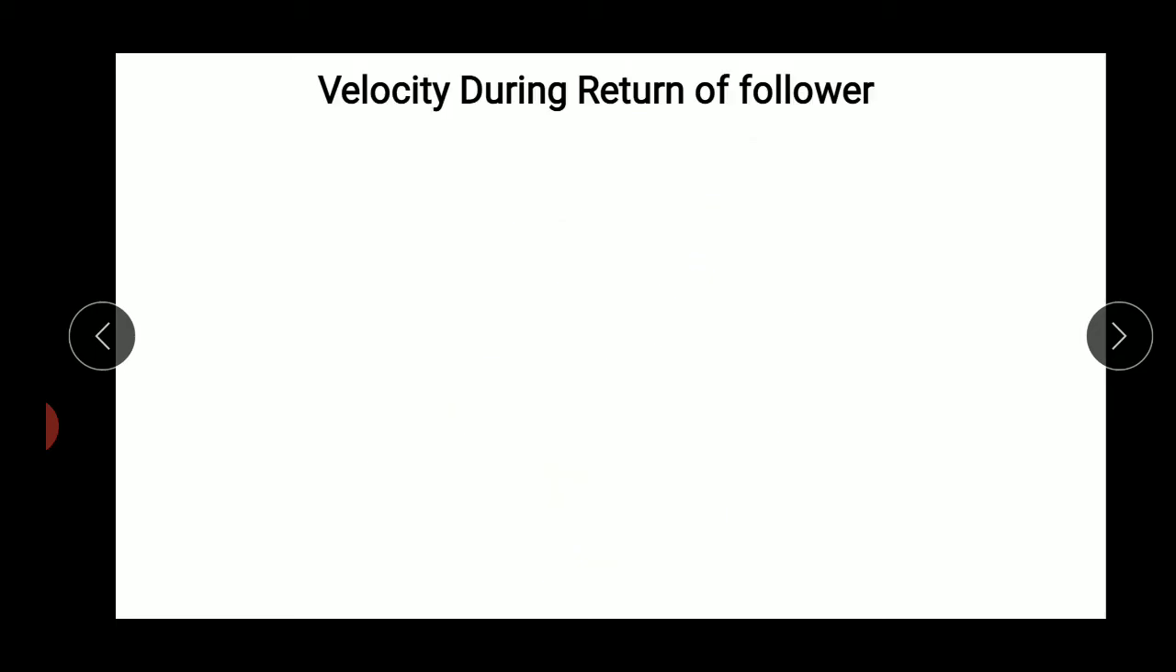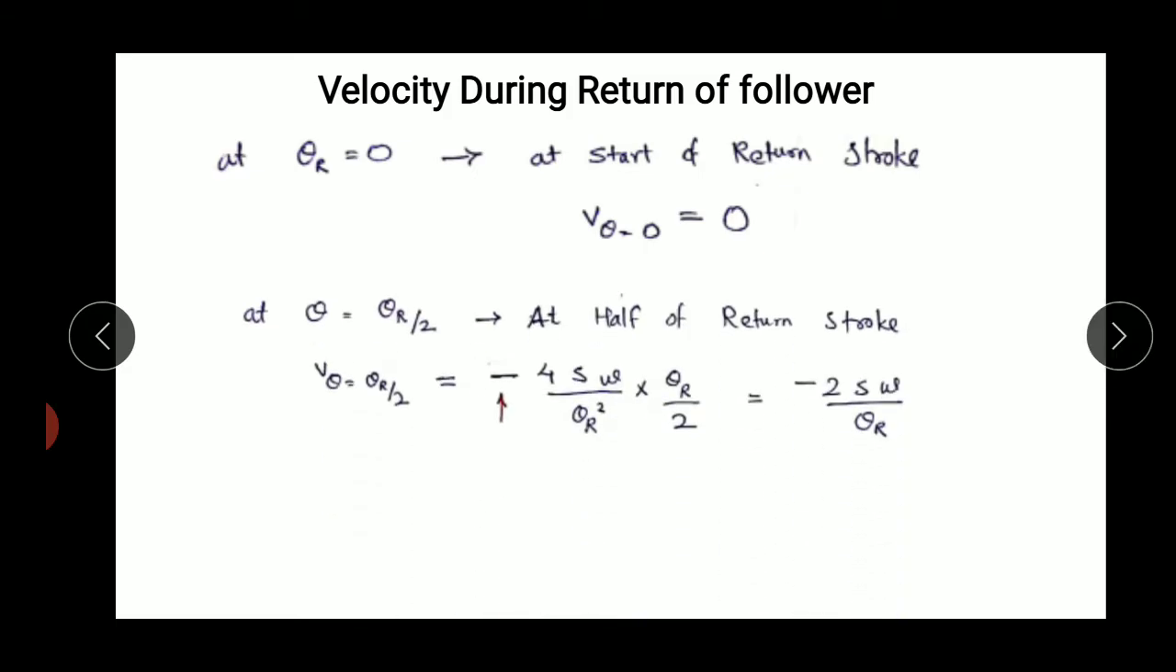So in this return part you can observe that the velocity at the start of return stroke will be 0. At the end of the return stroke again it will be 0, but at the center it will have a similar value, 4s omega upon theta r square into theta r by 2, and here there is the minus sign. The minus sign indicates that the direction of the follower's velocity is reversed, means it is the return phase. So we will get minus 2s omega upon theta r. The minus sign indicates the direction and theta r indicates the angle turned during return stroke. At the end of the return stroke the velocity must be 0.